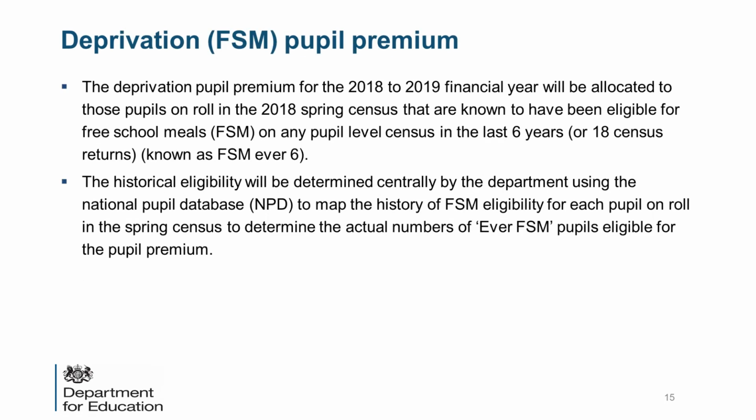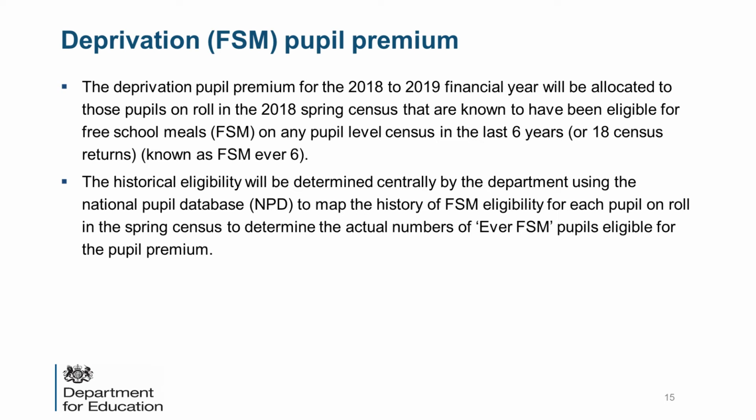The deprivation pupil premium is allocated to those pupils on roll at the time of the spring school census who are known to have been eligible for a free school meal on any pupil level census in the previous 6 years or 18 censuses, including those pupils who are first known to be eligible as at the spring census day. Only periods of FSM allocated in England are counted.